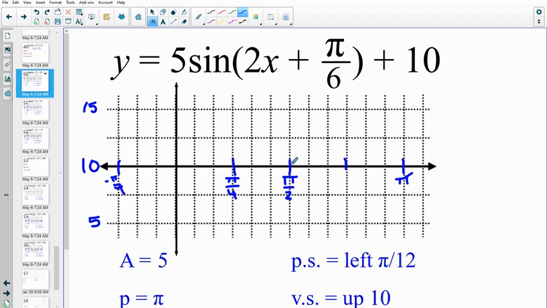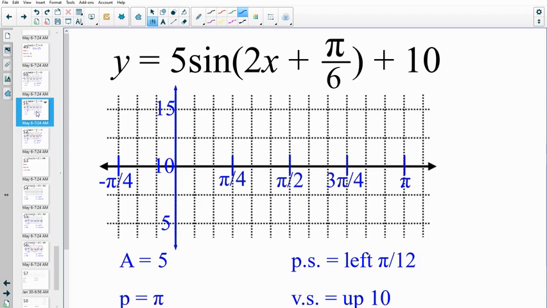Pi over 4, 2 pi over 4, 3 pi over 4. And then, of course, 4 pi over 4 is just pi. So I've got a graph that looks like that. And now I can start to figure out what this graph is going to look like.